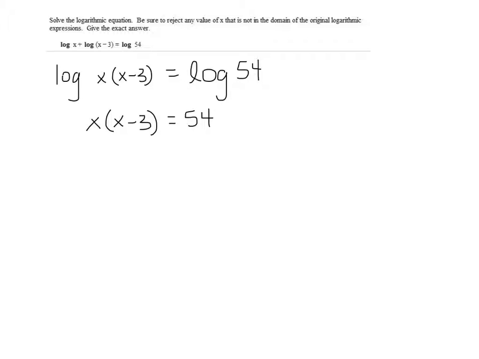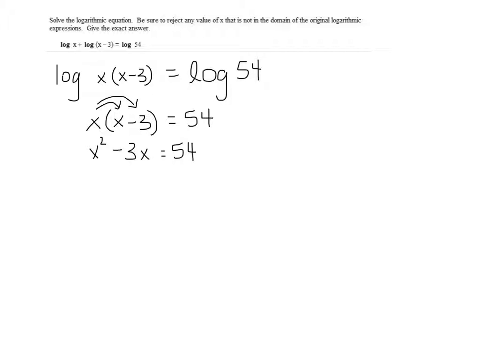So what we're going to do is distribute the x on this side, and we're going to have a quadratic equation to solve. So we'll have x squared, sorry, that should be minus 3x equals 54. And from here you can choose whatever way you like to solve your quadratic equations.